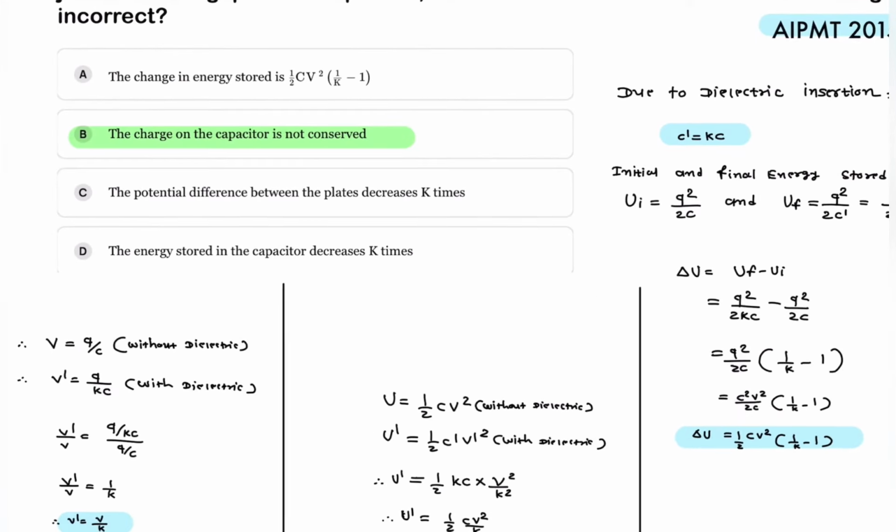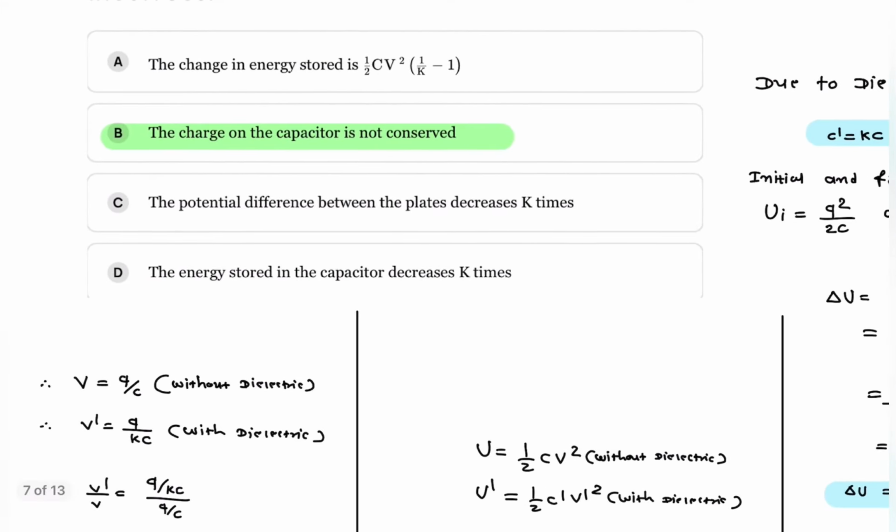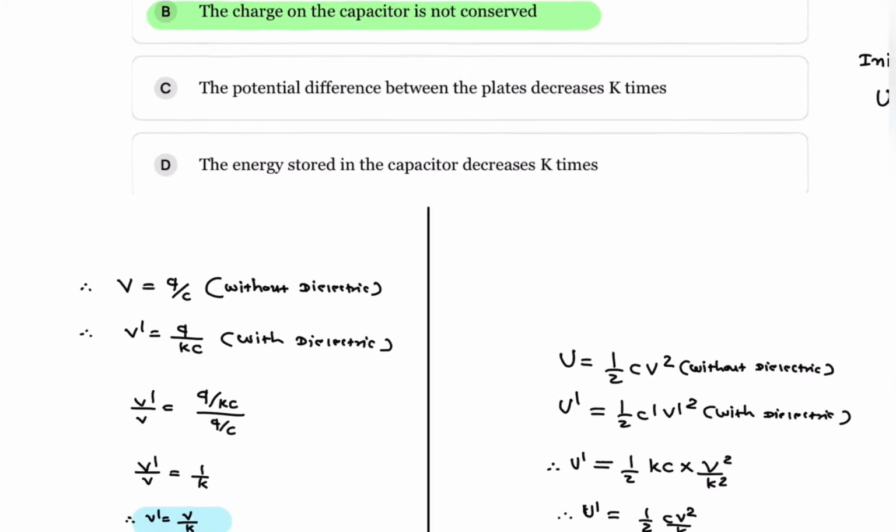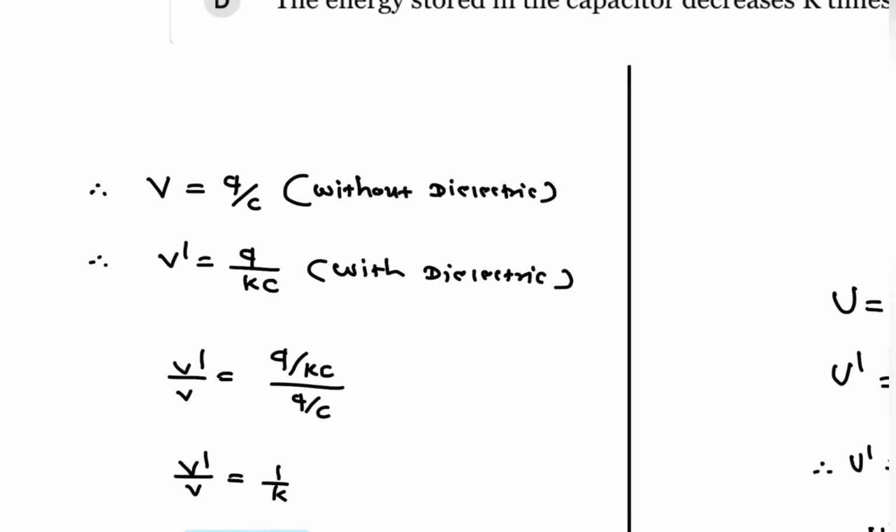That option is correct, that the change in energy stored in the capacitor is 1/2 C V square in the bracket 1 upon K minus 1. So this option is correct. We have to find out the incorrect option. Now V is equal to Q by C, that is, without dielectric, the voltage or potential difference between the two plates of the capacitor. V is equal to Q by C in the case of without dielectric. There is no dielectric insertion between the two plates of the capacitor.